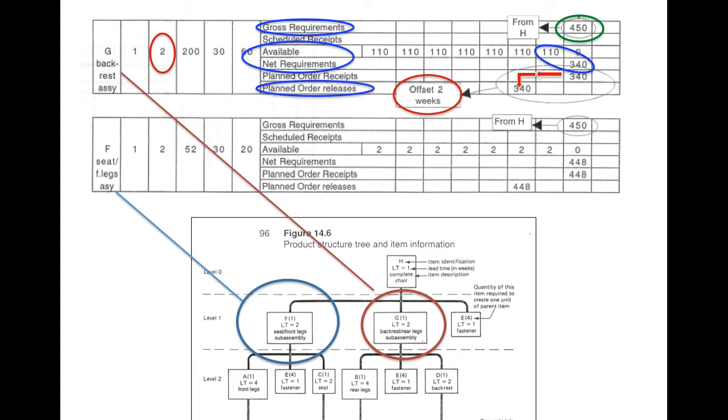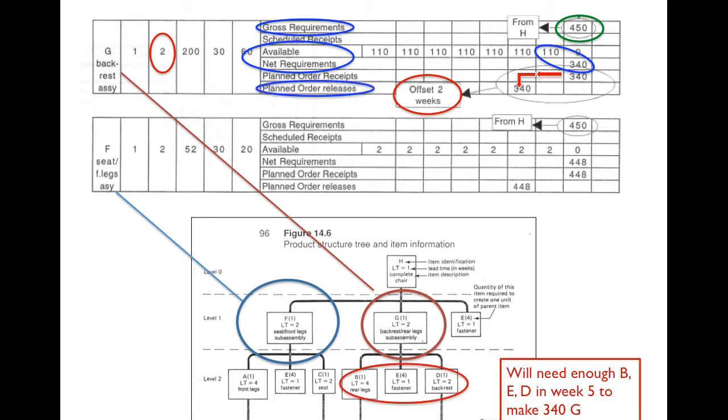So everything we need to make a G is going to have to be available to us in week 5, and we need enough to make 340. So that would be the B and the E and the D. We would have a similar MRP record for those components, and they would have a gross requirement show up for 340 in week 5, and then we would have to offset from there. I have that blue circle going to the F. It's the same logic. I'm not going to go through it, but the same thing is occurring.